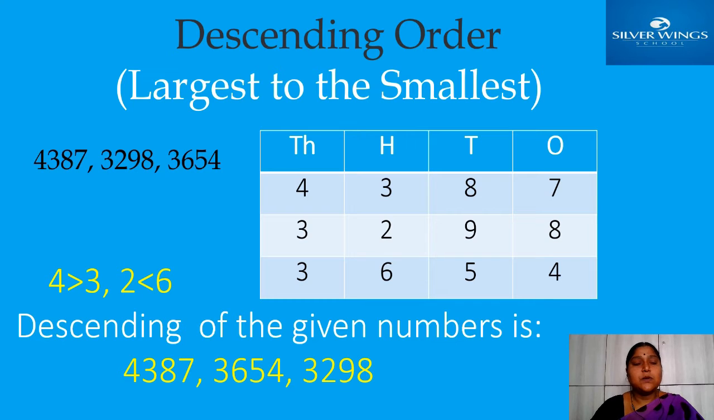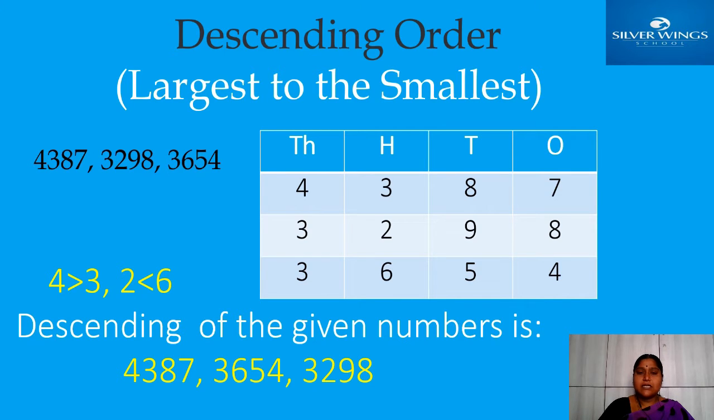See here, I give you 4,387, 3,298, 3,654. Three 4-digit numbers. How did we do it in ascending order? Same like that. Here also you should arrange the numbers in a place value chart. Here all are 4-digit numbers, so arrange them in the place value chart with columns thousands, hundreds, tens, ones.